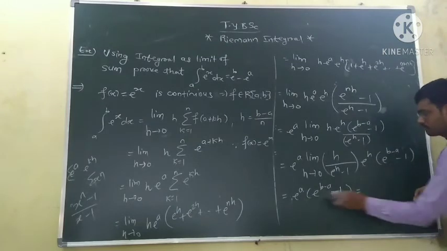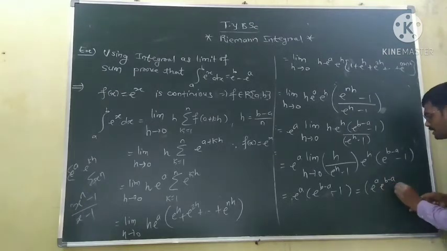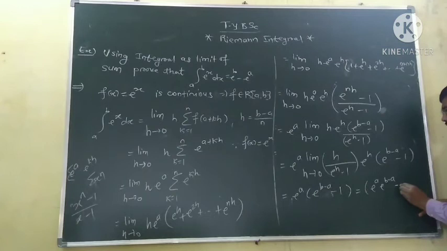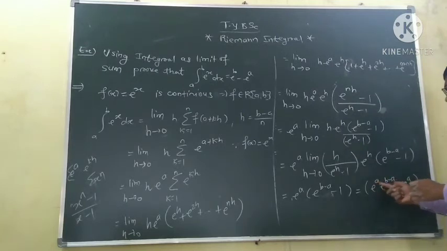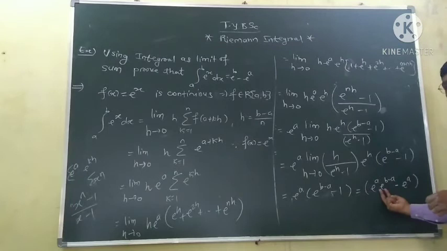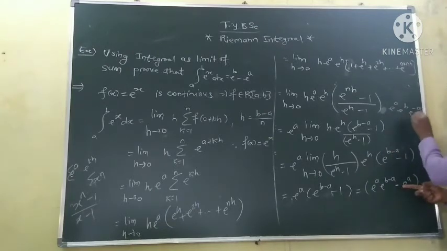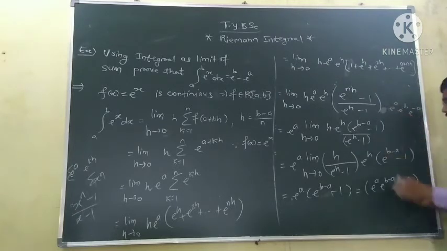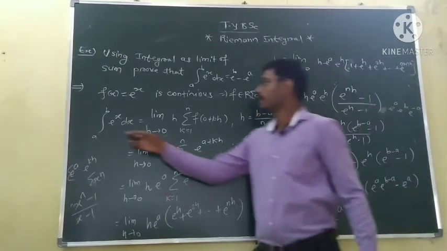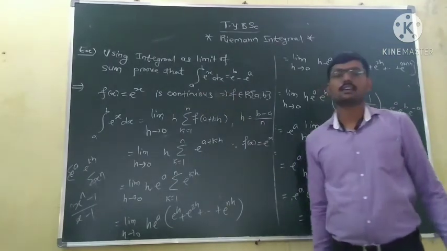So e raised to power a, multiply this e raised to power a inside the bracket, this will become e raised to power a into e raised to power b minus a, minus e raised to power a into 1. Now e raised to power a into e raised to power b into e raised to power minus a. So e raised to power a into e raised to power minus a becomes e raised to power 0, which is equal to 1. So 1 into e raised to power b is equal to e raised to power b, minus e raised to power a. So the integration of a to b e raised to power x dx will be equal to e raised to power b minus e raised to power a using integral as limit of sum.